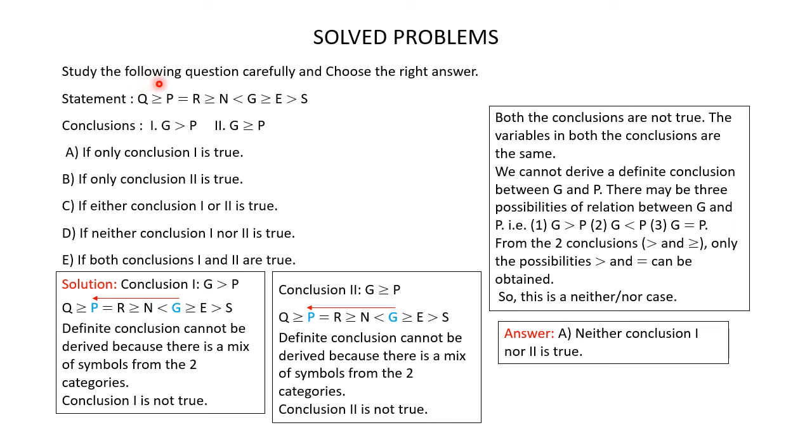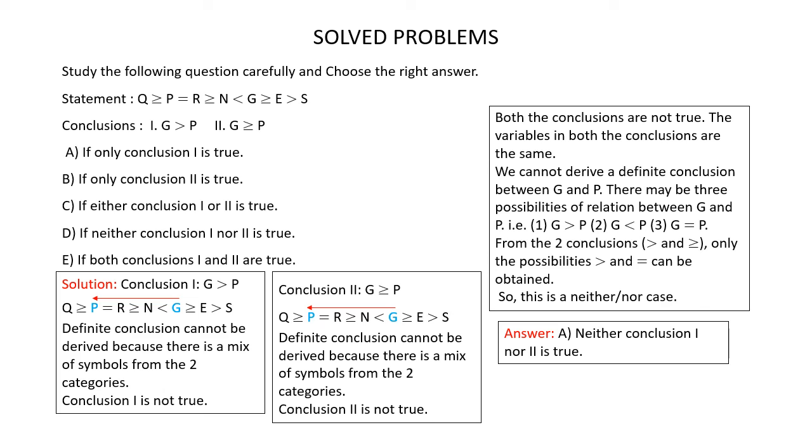Study the following question carefully and choose the right answer. The given statement is Q is greater than or equal to P is equal to R, greater than or equal to N is less than G, is greater than or equal to E is greater than S. The given conclusions are conclusion 1, G is greater than P. Conclusion 2, G is greater than or equal to P. You are given 5 options here and you have to find out which of these options is the correct one.